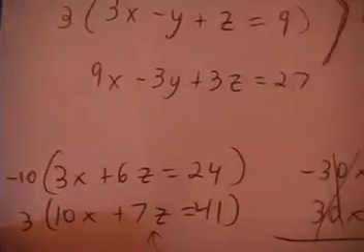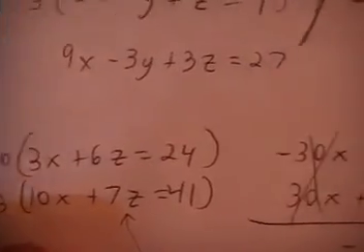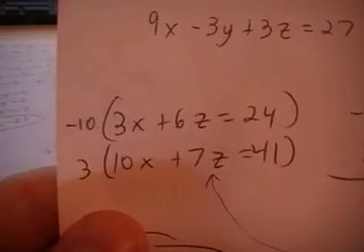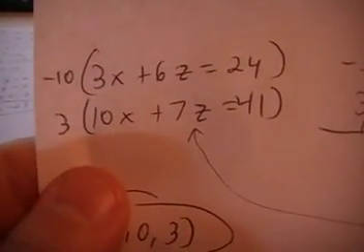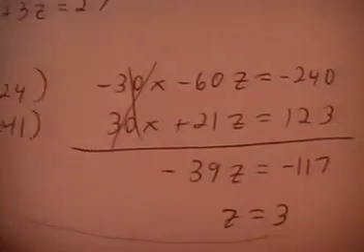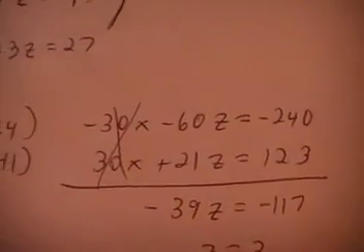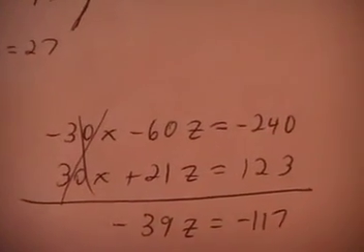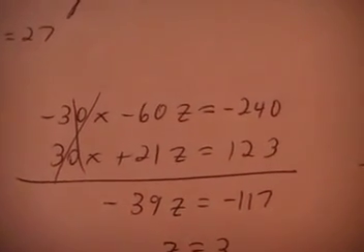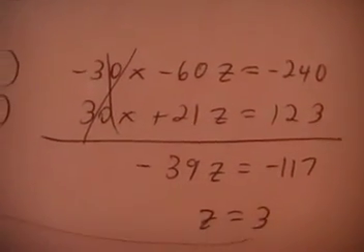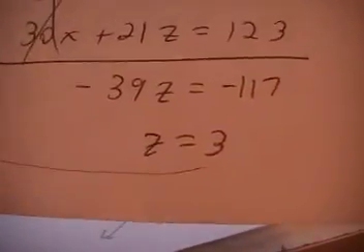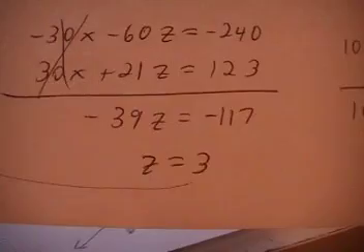So the top equation will be negative 30x, negative 60z, and negative 240. The second equation will be 30x plus 21z equals 123. Now the x's will cancel. Negative 60z plus 21z is negative 39z. The numbers add up to negative 117. Divide by negative 39, and it came out to 3 exactly, so that's a good sign we didn't mess up.